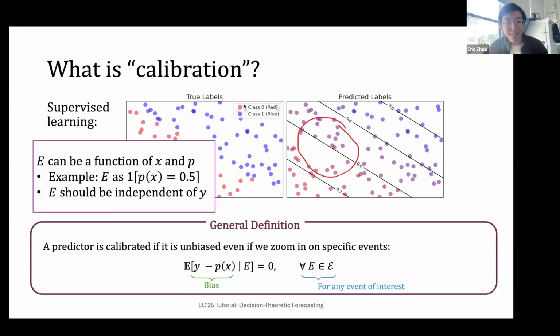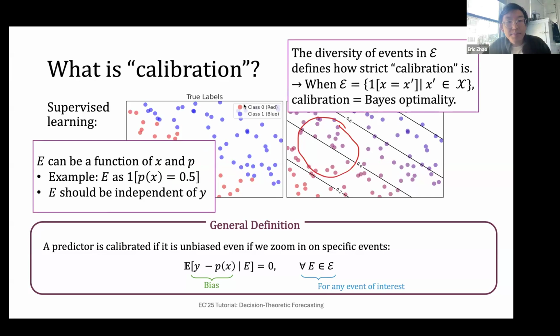Really, the only restraint here is that we generally think of these events that we want conditional unbiasedness on to be independent of the true label. That's just a pragmatic thing, where if the events that we condition on are dependent on the label, then there may not even exist a calibrated predictor.